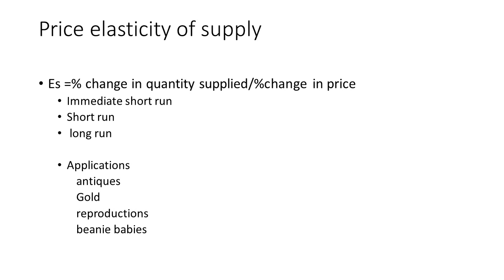The other 2, reproductions and Beanie Babies, I've added, are going to be ones that are going to be much more responsive to price. For instance, we can have an antique and we can have a reproduction of an antique. If price goes up a little, we're just going to make more of the reproductions, and so therefore it's probably going to be fairly price elastic. In other words, you're going to get a fairly large increase in the quantity supplied of reproductions with even a fairly small change in price.